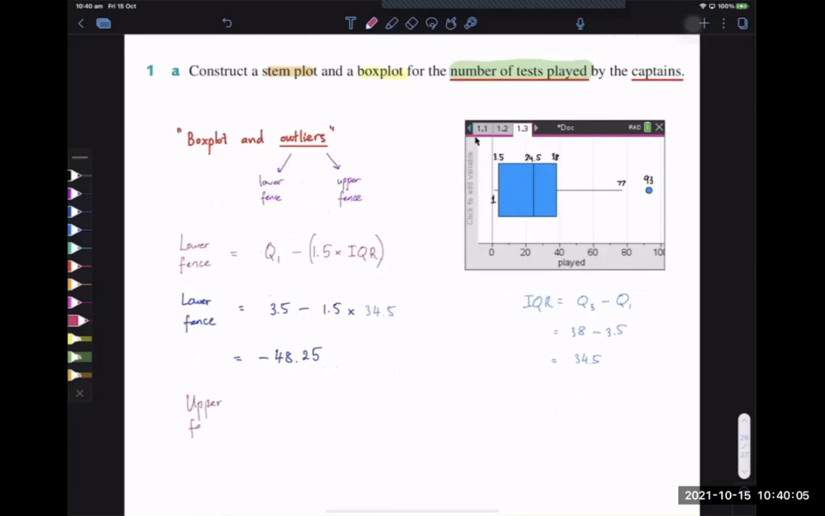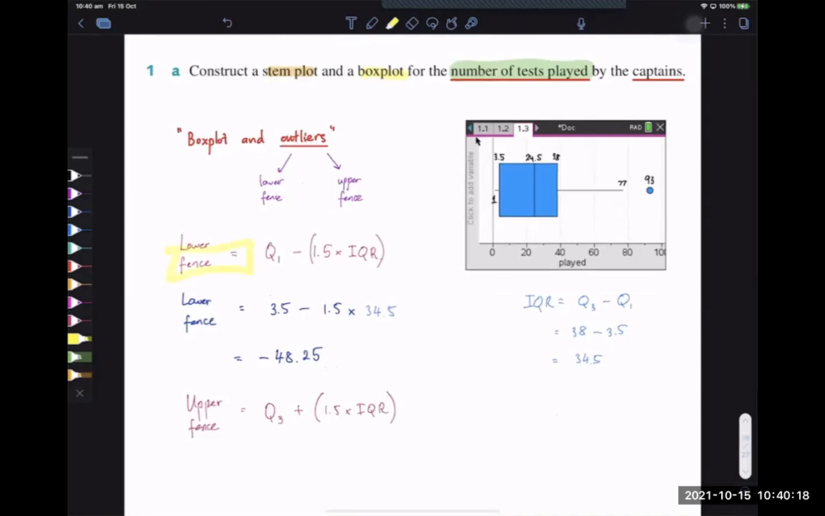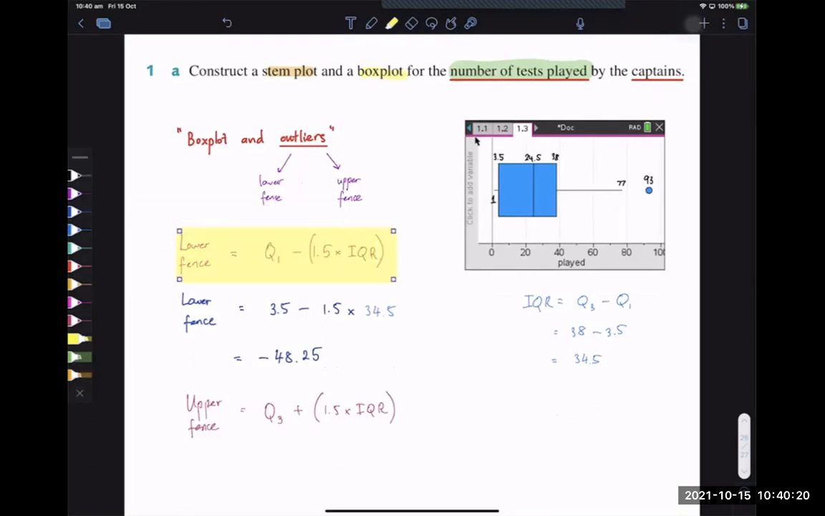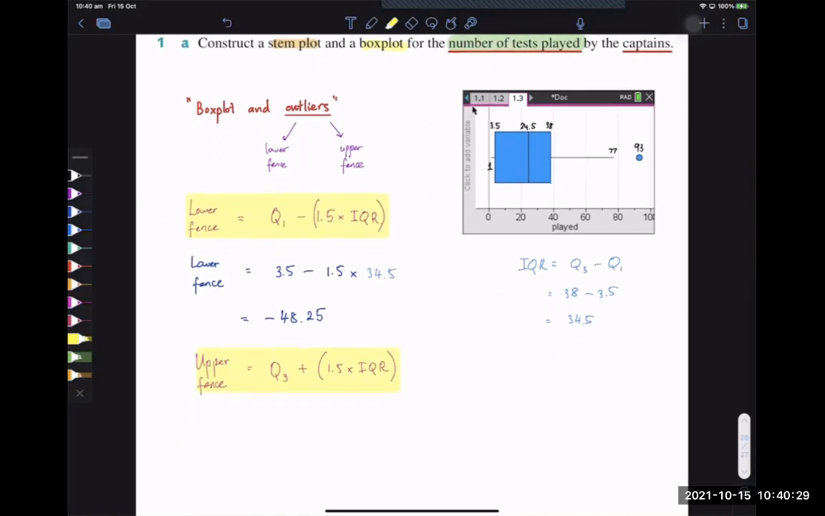The next one we want to do is the upper fence. So that's Q3 plus 1.5 times IQR. I put the brackets in upon request, okay? But if you type it into the calculator, you don't need the brackets. So we know what our Q3 is, 38.